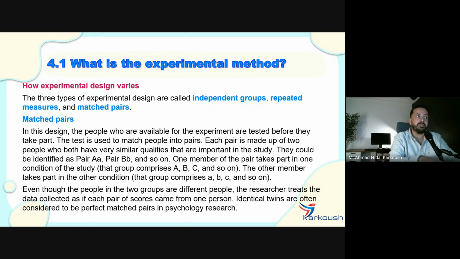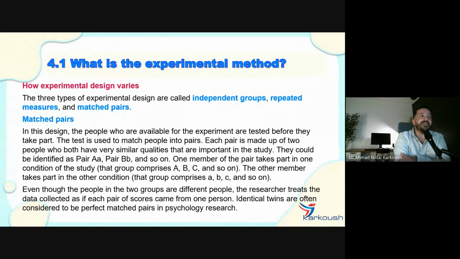Now what about matched pairs? In this design, the people who are available for the experiment are tested before they take part. The test is used to match people into pairs. Each pair is made up of two people who both have similar qualities, like we have Farida Muhammad Beher and Farida Muhammad Tahir, for example. And I think they're going to kill me now.